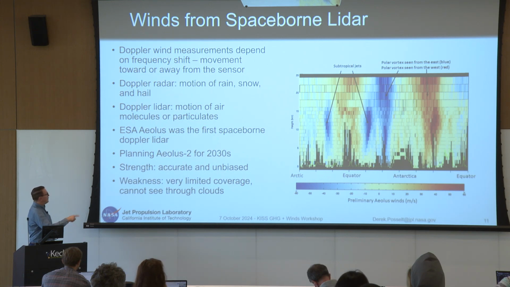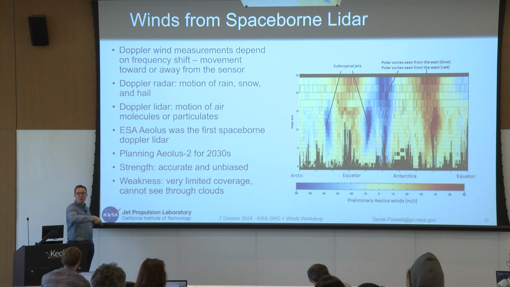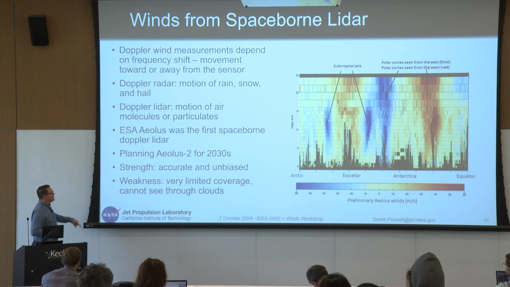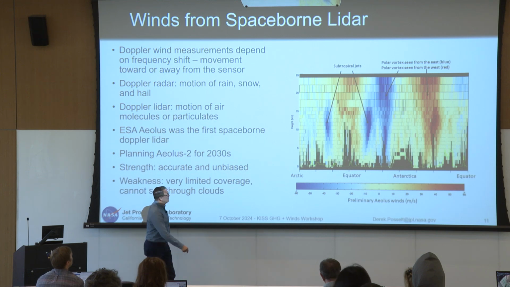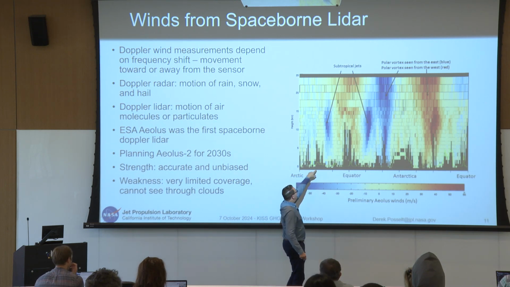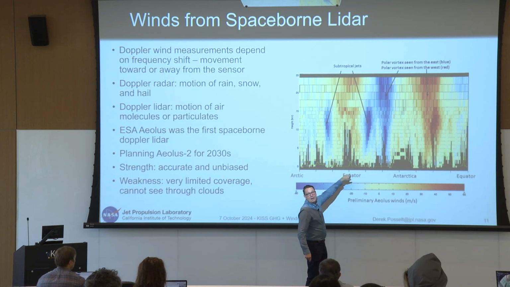Aeolus is done. They're planning 2 more of these for the 2030s, each 5 years, following one after the other. So we're going to have a gap in LiDAR winds, but once we hit the 2030s, we should have them again. Now, the nice thing about the LiDAR winds is that they're, compared to feature tracking, relatively accurate and unbiased, and you know exactly the height that information is coming from, versus the feature tracking where you don't actually know that. Weakness, obviously, very limited coverage, and I'll come back to this later, but all of these dark colored areas, those are clouds.